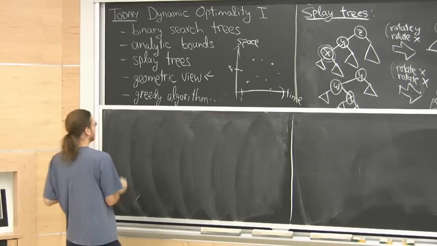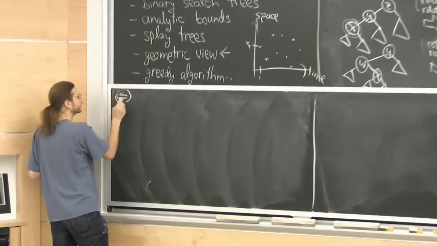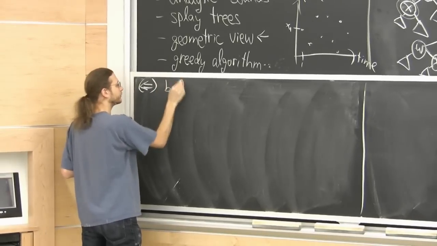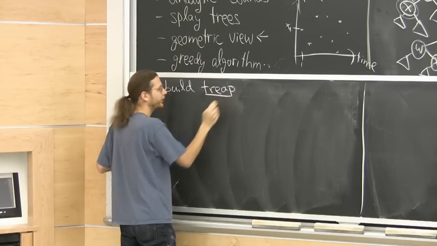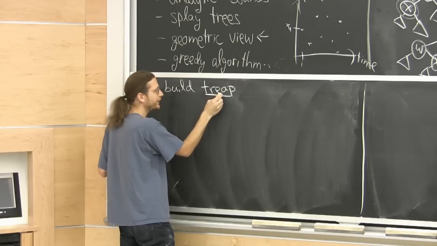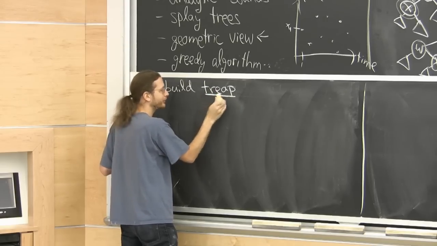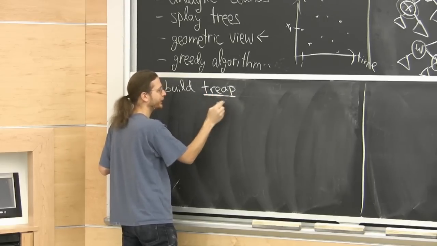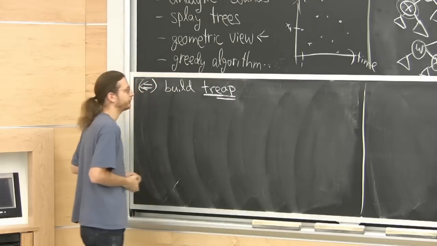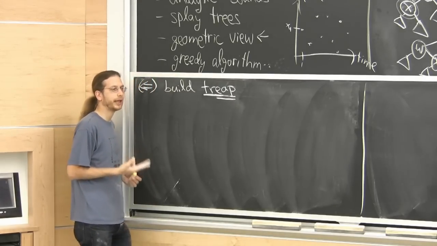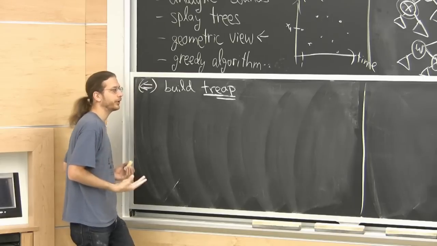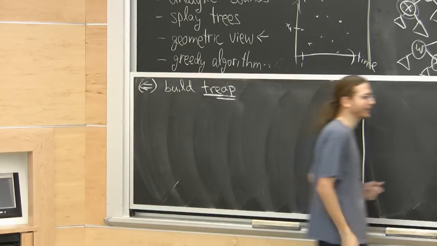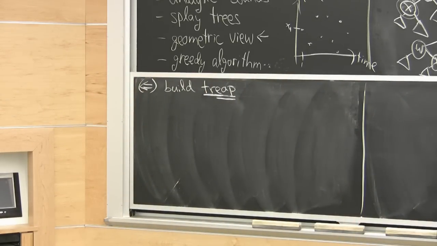So this is the other direction. Treap is a portmanteau of tree and heap. Underline it correctly: tree, heap. So it's simultaneously a binary search tree and a min heap in this case. It's a binary search tree because it has to be. It's a binary search tree on the keys. It's going to be a heap on a different set of values.